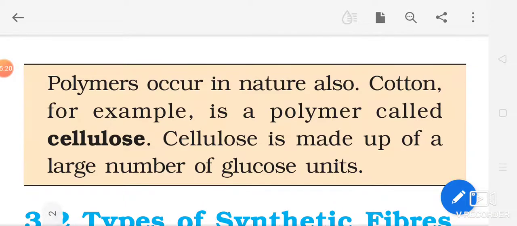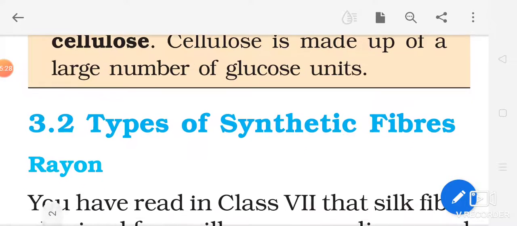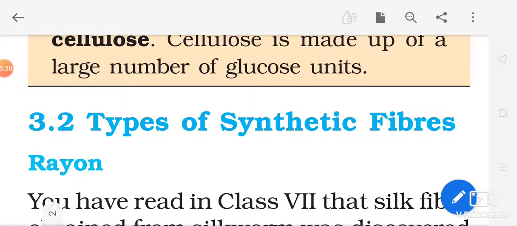Now we are going to study types of synthetic fibers, but for that we have to go to the next part of our video. In the next part we will be studying about types of synthetic fibers.